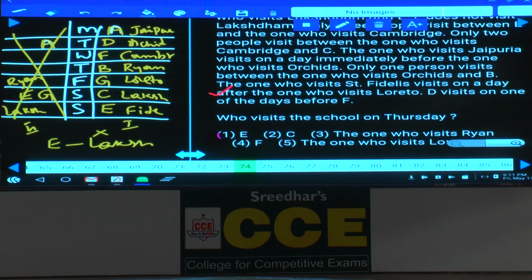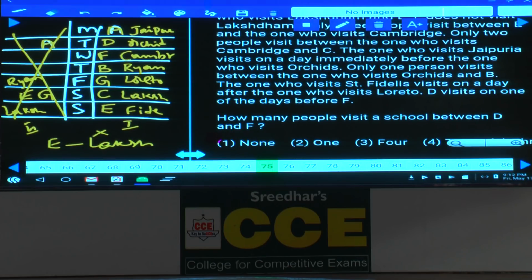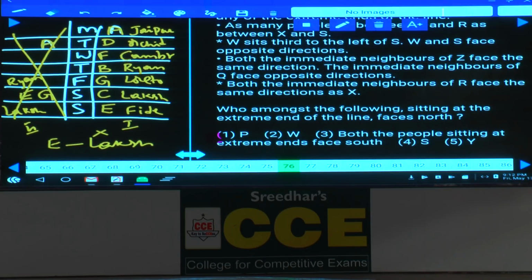Then question number 74, who visits the school on Thursday? Who visits the school on Thursday? And B, Ryan, that is choice 3. Then question number 75, how many people visit a school between D and F? Between D and F, there is no person in between these two, that is choice 1, none. Then question number 76 to 80.